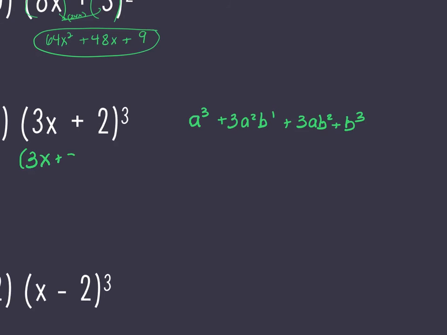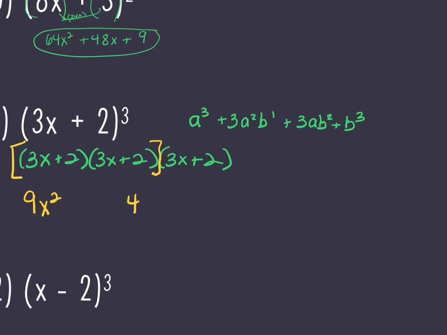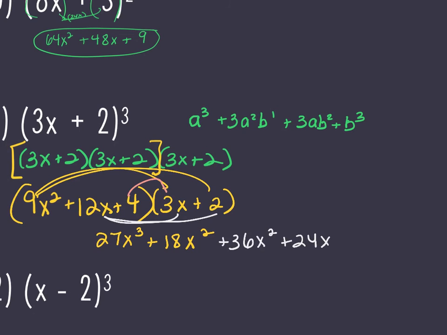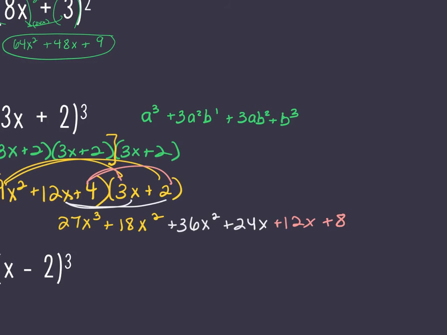So I would do 3x plus 2 times 3x plus 2 times 3x plus 2, and I would actually FOIL this out. These two, I can use that special product, 9x squared, 4, double the product, right, which would be 2 times 6, 12x. I could do that, times 3x plus 2. And then I would distribute: 27x to the third, 18x squared, 36x squared, 24x, 12x, plus 8. And then just combine your like terms.